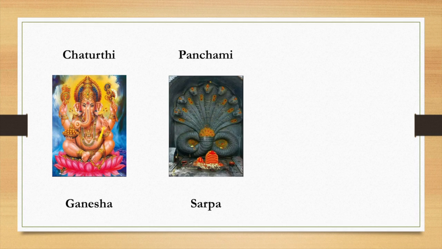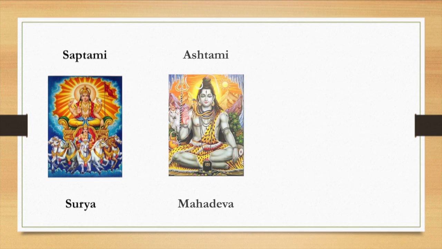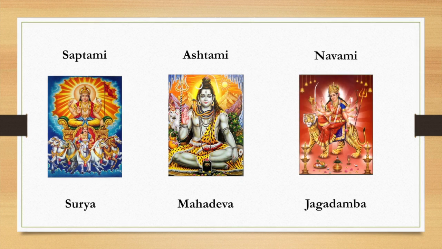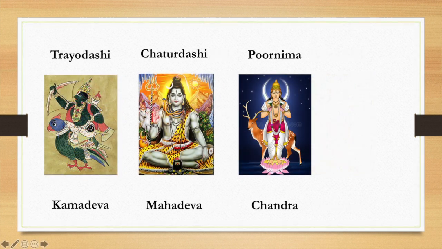Sarpa is the deity for Panchami. Again, recall a popular festival called Naga Panchami. Kartikeya for Shashti. Festival that you can relate here is Subramanya Shashti. Surya for Saptami. You can relate to Ratha Saptami when we worship Surya. You can pause and go through the deities assigned to the remaining Tithis. Finally, Chandra is the deity for Purnima and Pitara or forefathers for Amavasya.